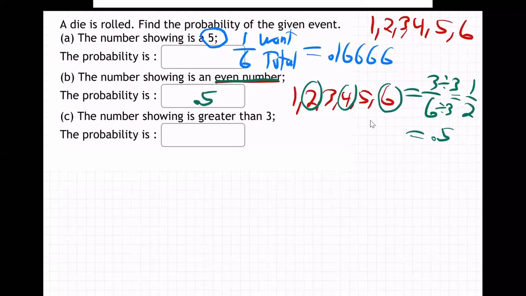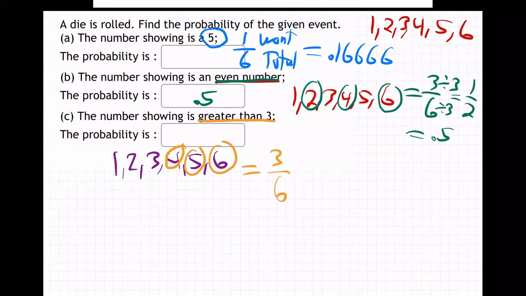And then finally, the third one here, let me write out the numbers again. When you roll a die, one die, just a single die, you've got the numbers 1 through 6. And how many of those are greater than 3? Well, 4, 5, and 6. All those numbers are greater than 3. So that's going to be 3 out of 6, because again, it's the number of things we want to happen over the total number of things that can happen.